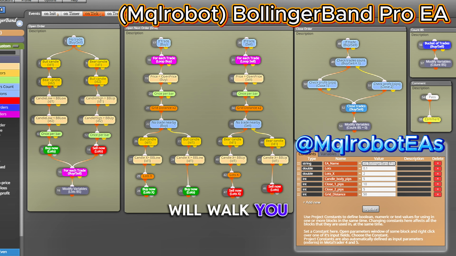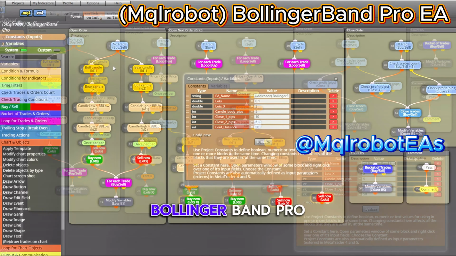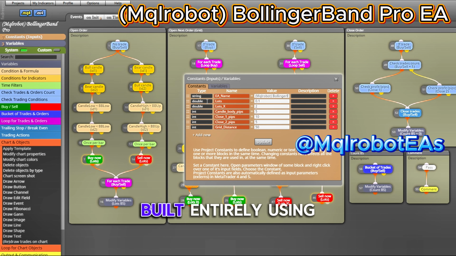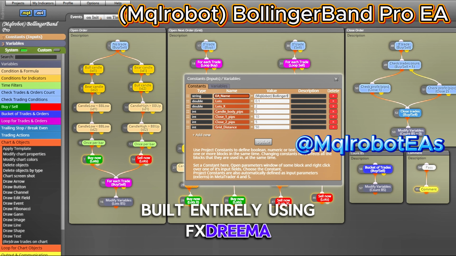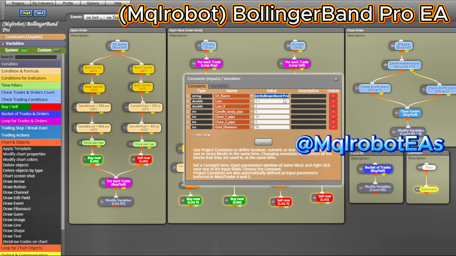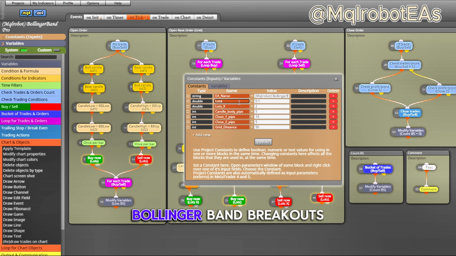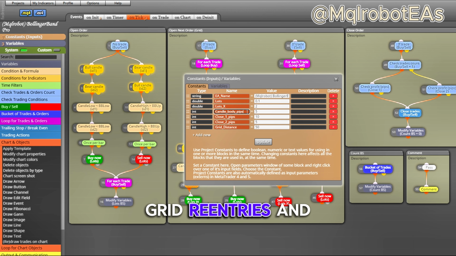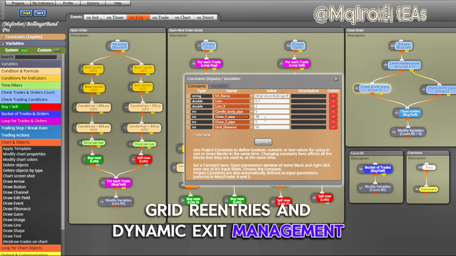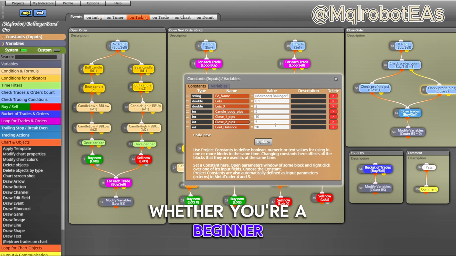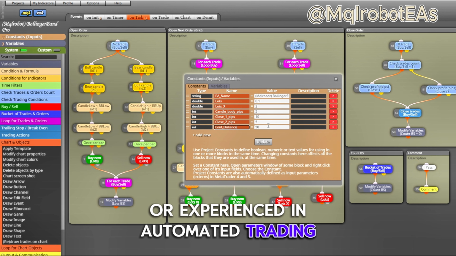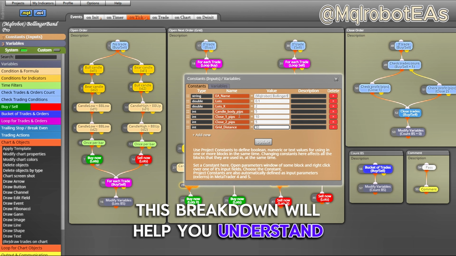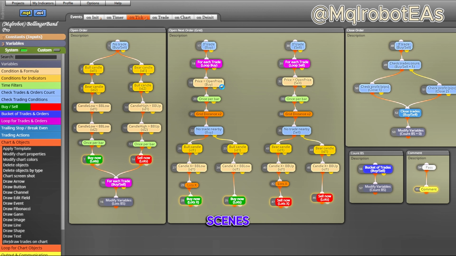In this video, we'll walk you through the structure of our powerful Bollinger Band Pro EA built entirely using FXdreema. No coding required. This EA is designed to trade Bollinger Band breakouts using smart logic for entries, grid re-entries, and dynamic exit management. Whether you're a beginner or experienced in automated trading, this breakdown will help you understand how the robot works behind the scenes.